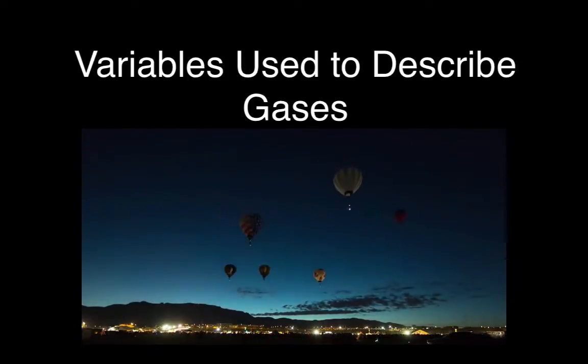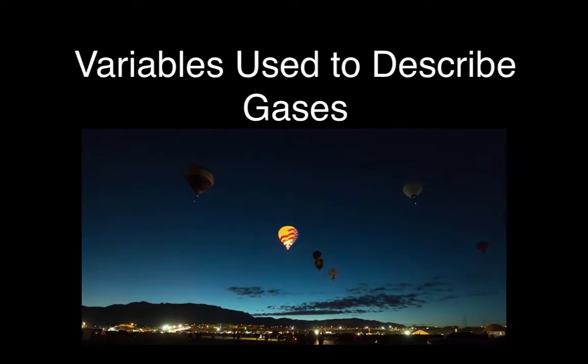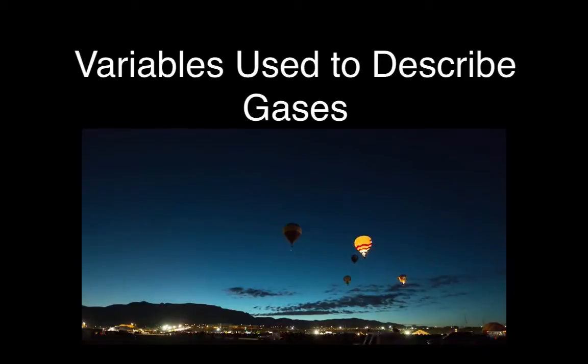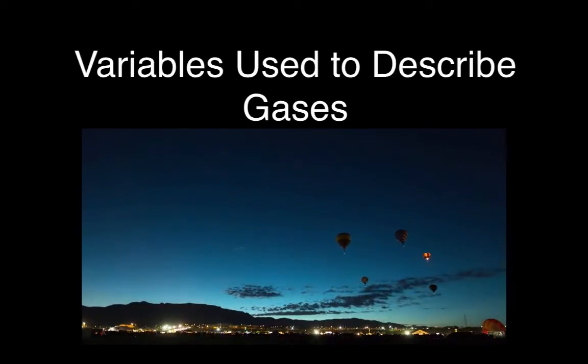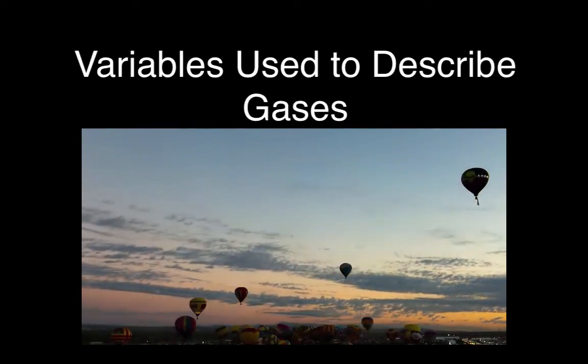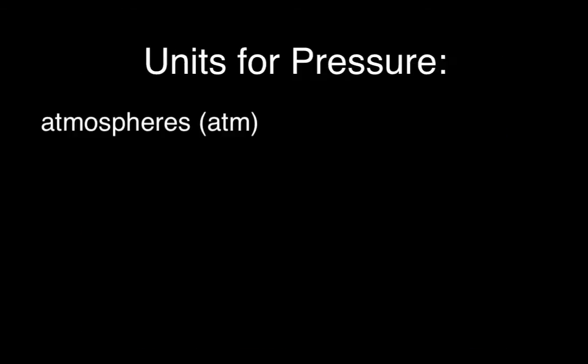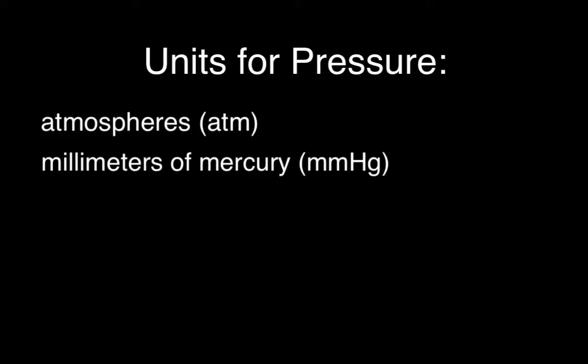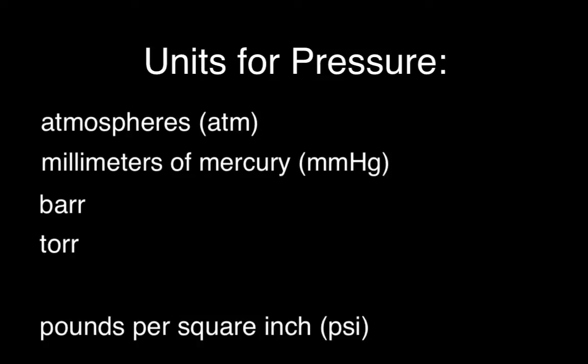Now it's time to talk about variables that affect gases. So the first variable we're going to talk about is pressure. And pressure, like we said, is force over area. And there are many, many units for defining pressure. We have atmospheres, which is the one we're going to use most often. So you could put a star by atmospheres.